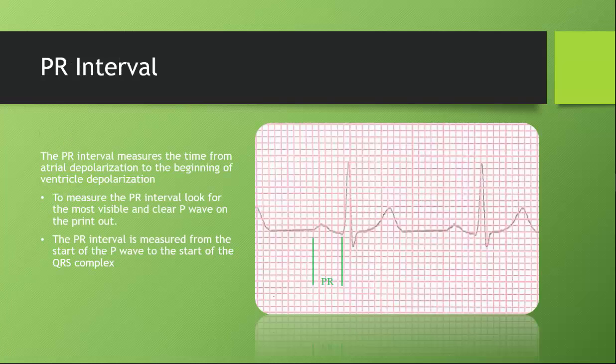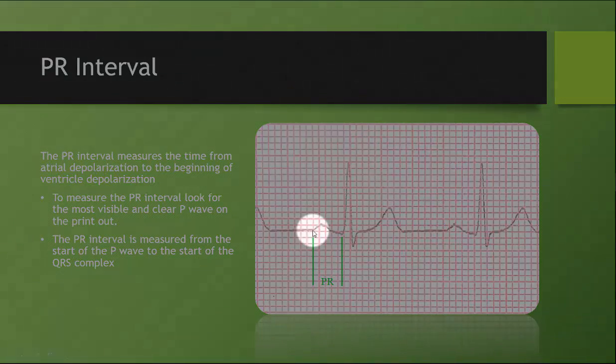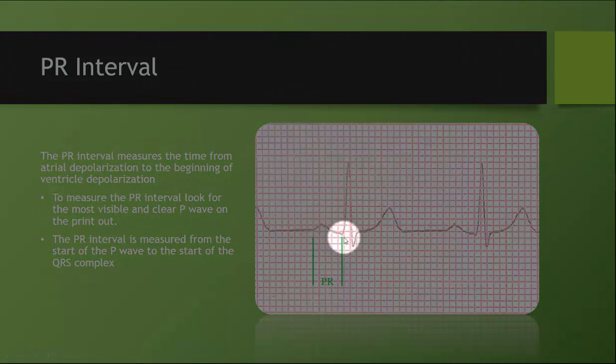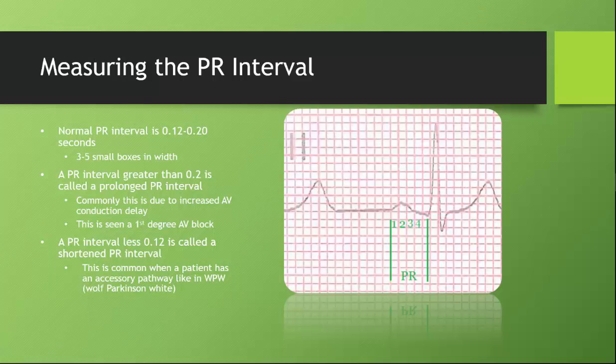Taking a look at the PR interval, it measures the time from the beginning of atrial depolarization to the beginning of ventricular depolarization. To measure the PR interval, find the most visible P wave on your 12 lead printout, and then measure from the beginning of the P wave to the beginning of the QRS complex. A normal PR interval is between 0.12 and 0.2 seconds, which would be 3 to 5 small boxes on your EKG printout.